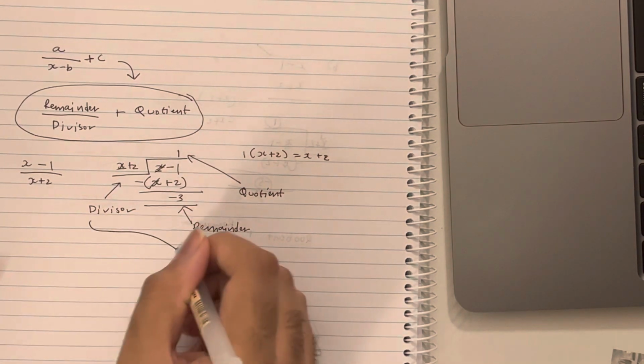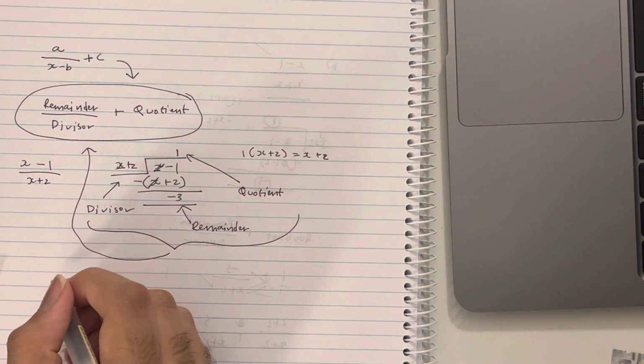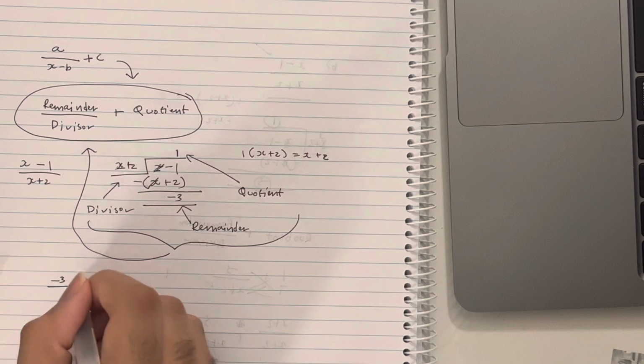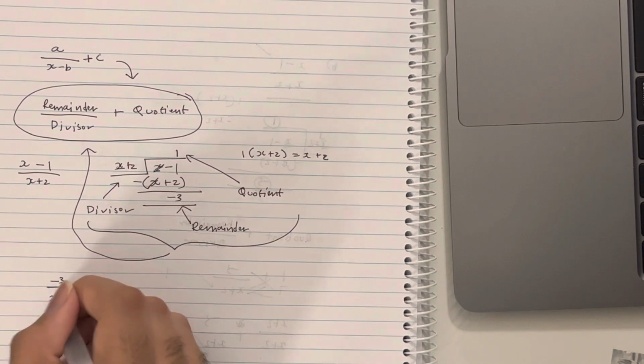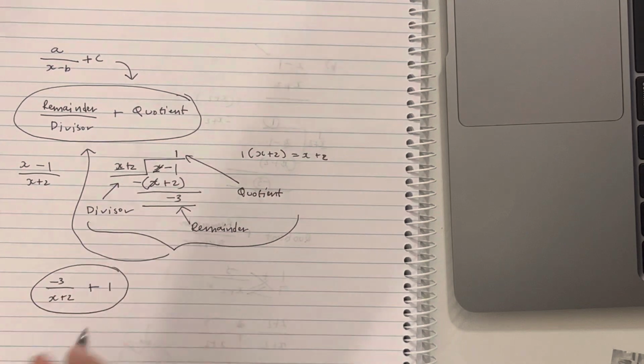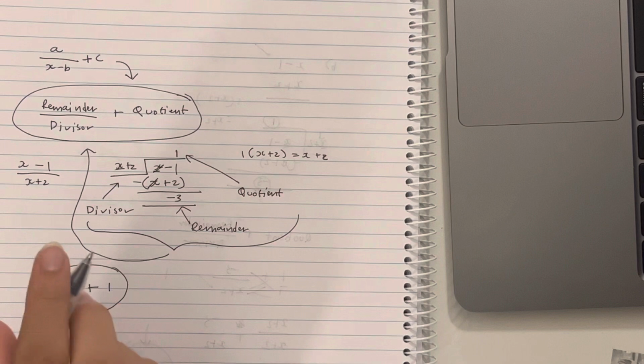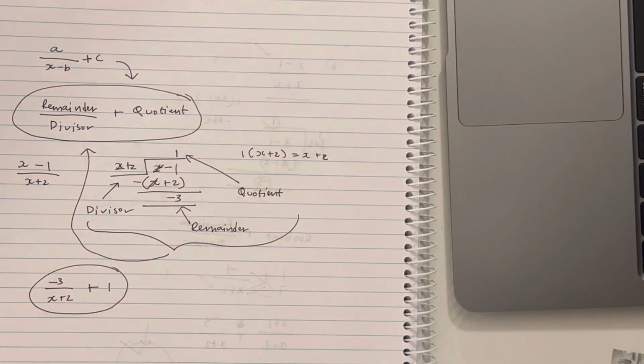Now if I plug all these things into the above formula, I get the answer minus 3 over x plus 2 plus 1 as the answer for this question, if I want to convert it to that form. Now, why is that the case? Let's cross-check to make sure that the answer that we got is correct.